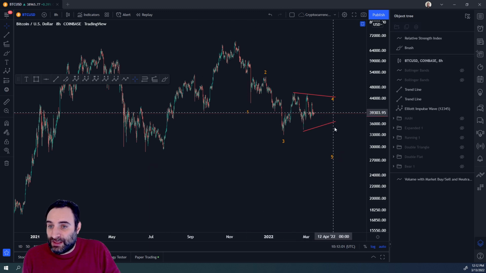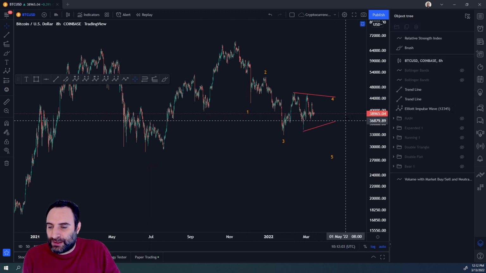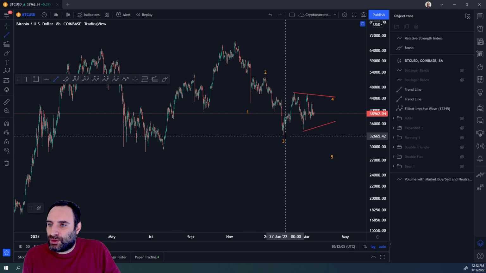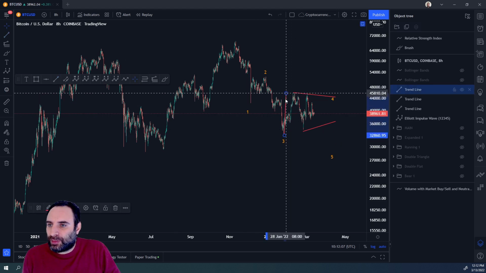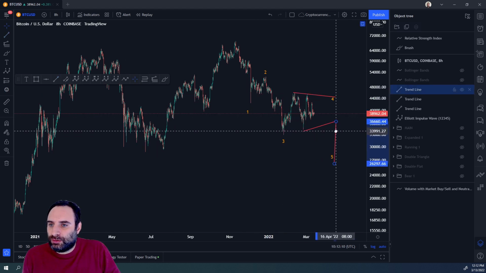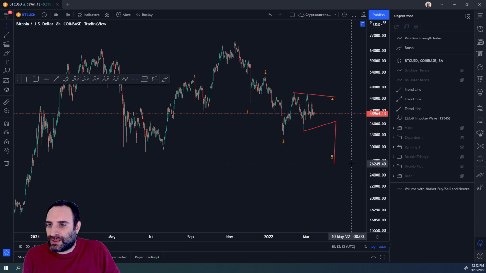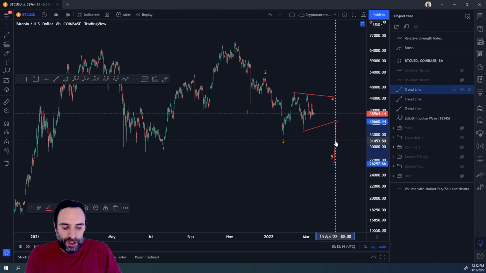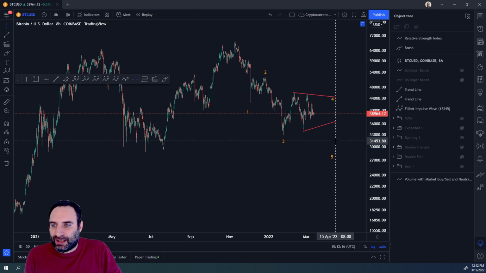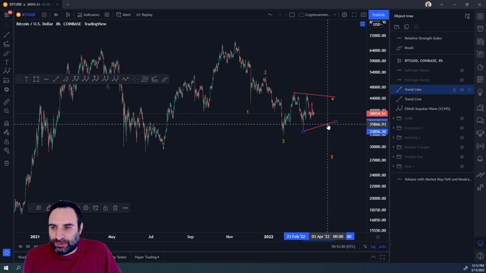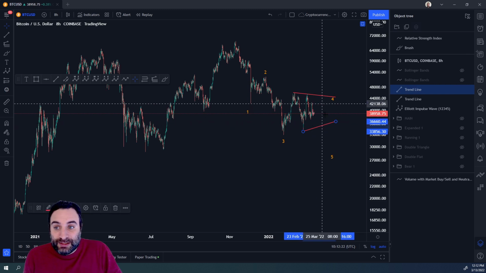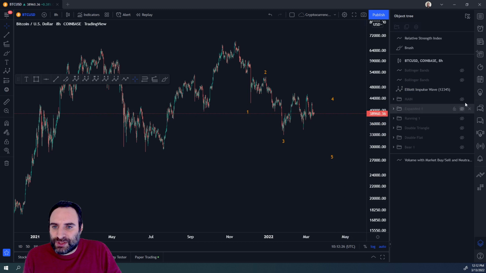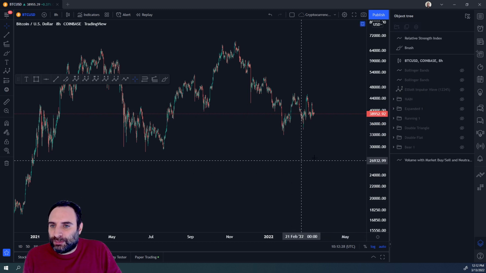By the way, yeah, this could still be in a running flat variation, right? But the thing is that usually when we get triangles, the measured move would take us to around 26k here, so it will probably turn into a running flat variation. 26k, that would be the target potentially here. So we might stay here for a while. That's the idea of this particular scenario. I'm closing this off.